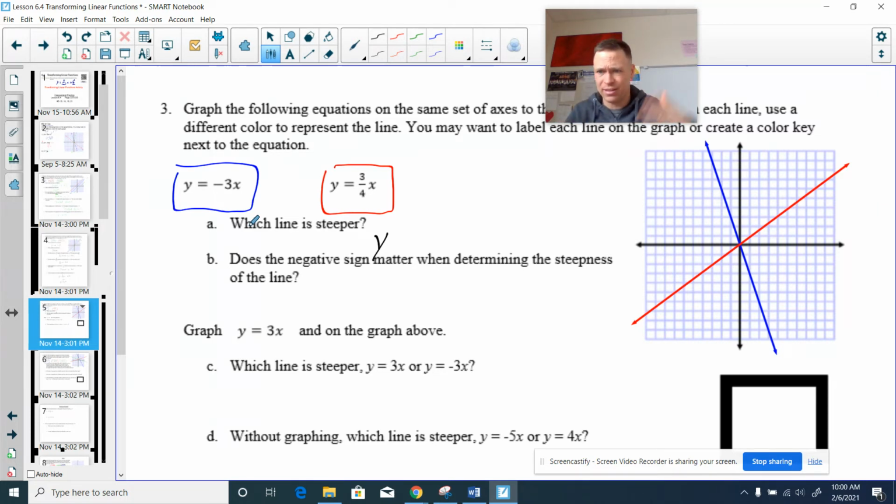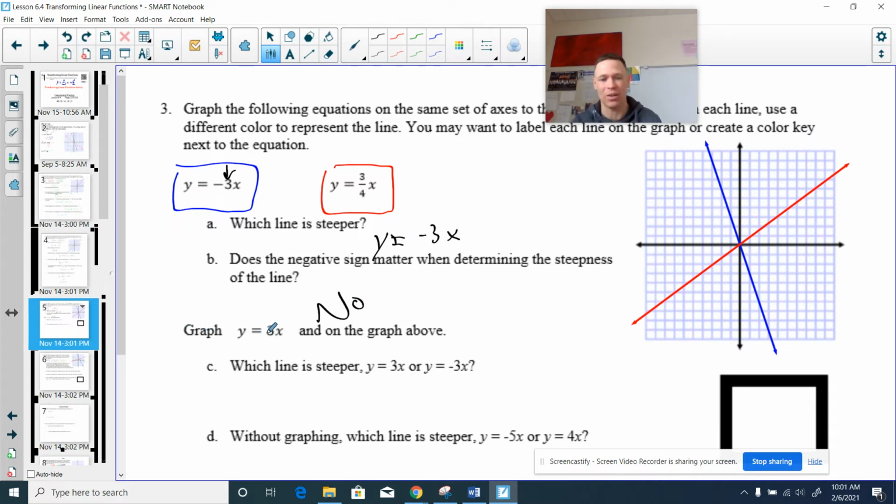Of course it doesn't, right? You can't change the set of stairs. So sign does not make a difference in steepness. It is just the quantity of the slope itself. What we really say is the absolute value, right? The absolute value of the slope determines the steepness. So which line is steeper? Y equals -3x is the steepest. Does the negative sign matter when determining the steepness of the line? And the answer to that question is no.